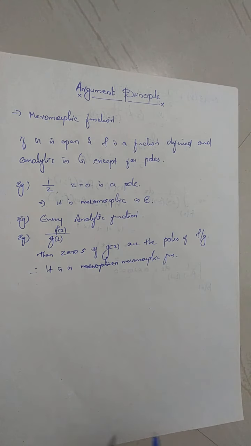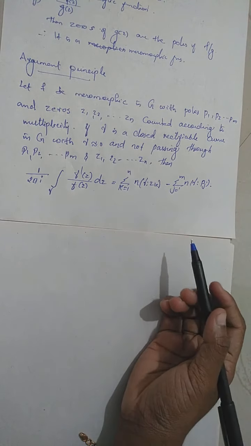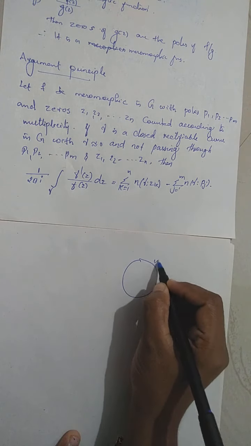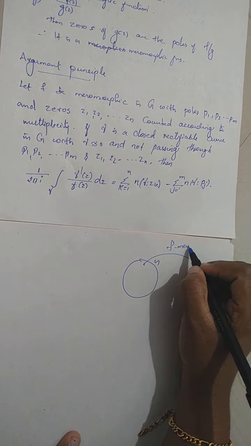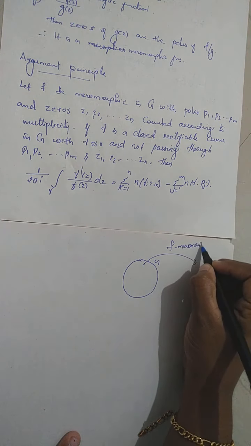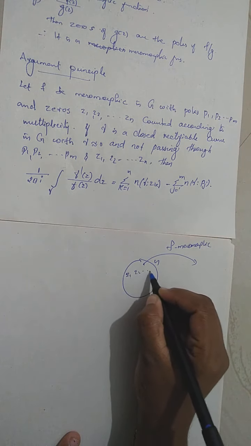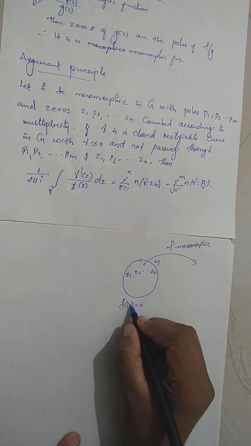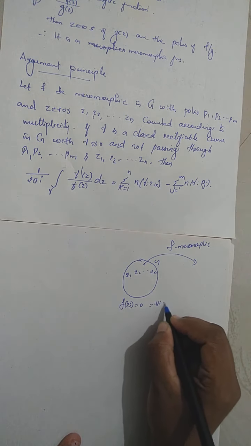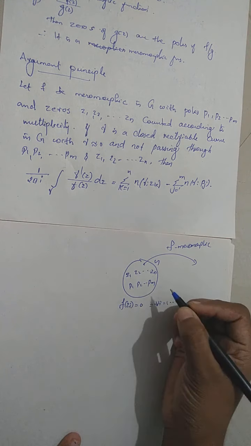Now, we will state what the argument principle is. The argument principle says: let f be a meromorphic function defined in a region G. Suppose we have a region G and f is a meromorphic function. That means the singularities are poles. And we are given that this function has zeros z1, z2, up to zn. That means f of zi equal to 0 for every i equal to 1, 2, 3, up to n. And p1, p2, up to pm are the poles of the function.